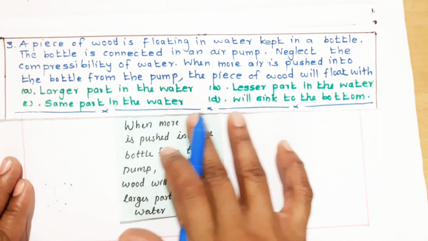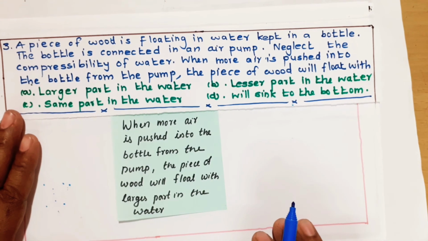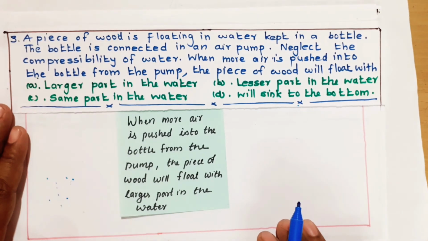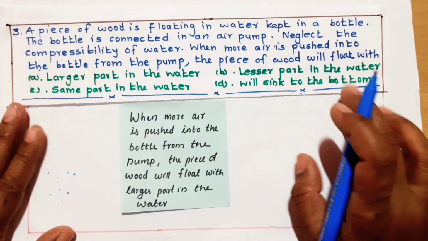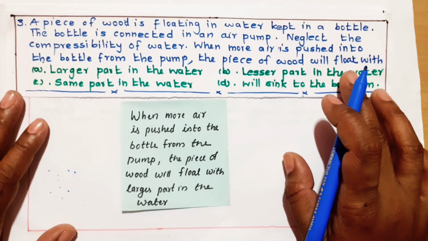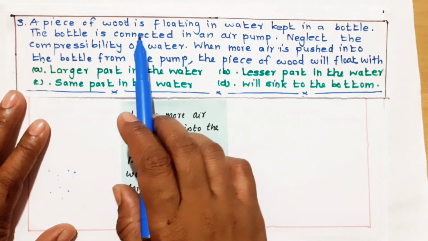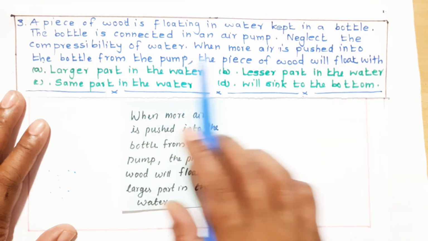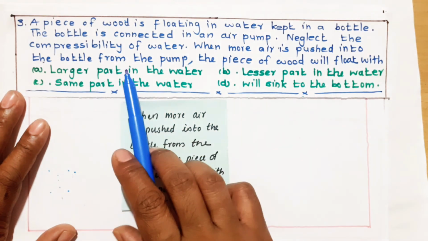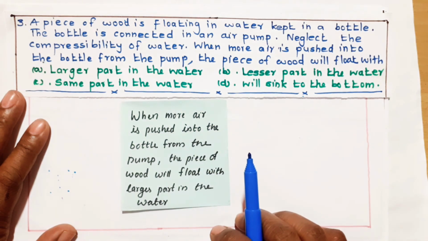See the question. A piece of wood is floating in water kept in a bottle. The bottle is connected to an air pump. Neglect the compressibility of water. When more air is pushed into the bottle from the pump, what happens to the piece of wood?